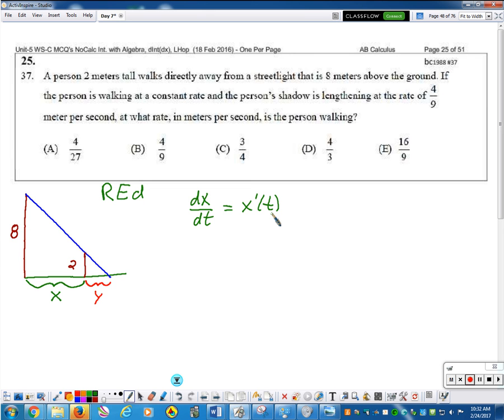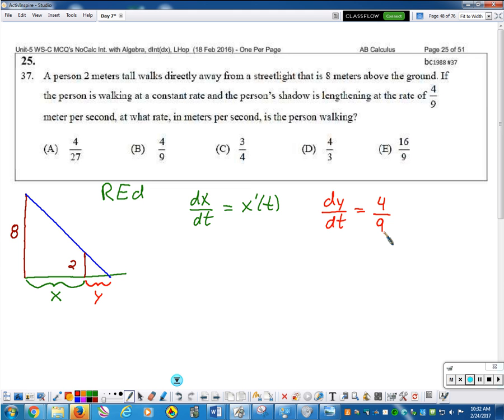Are there any other rates described in the problem? dy dt. They give us a value for dy dt, right? 4/9 meters per second. Other things are changing in the picture, but we only write down the rates that we read about. Do we read about any other rates? No. So equation. We need an equation that relates those two.